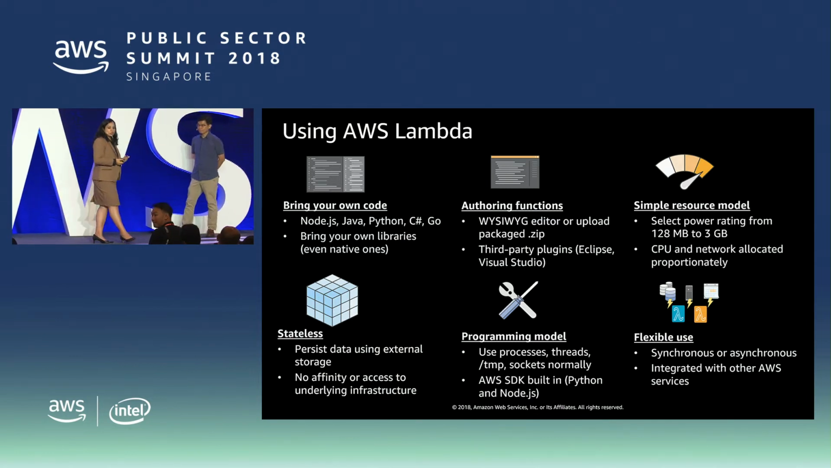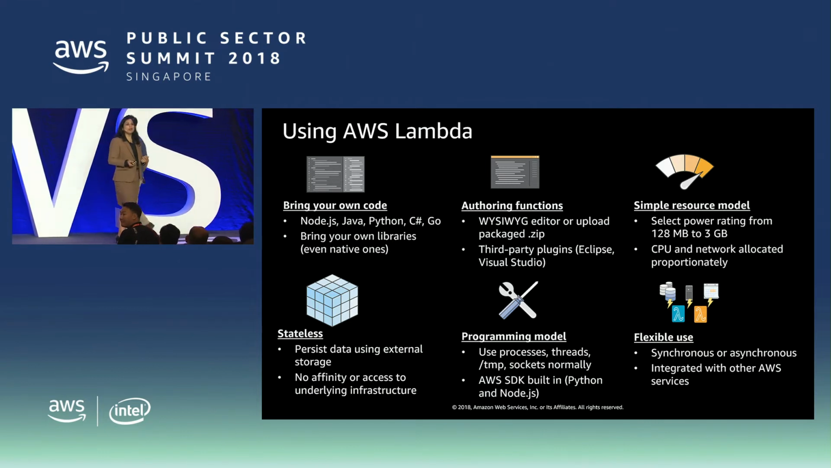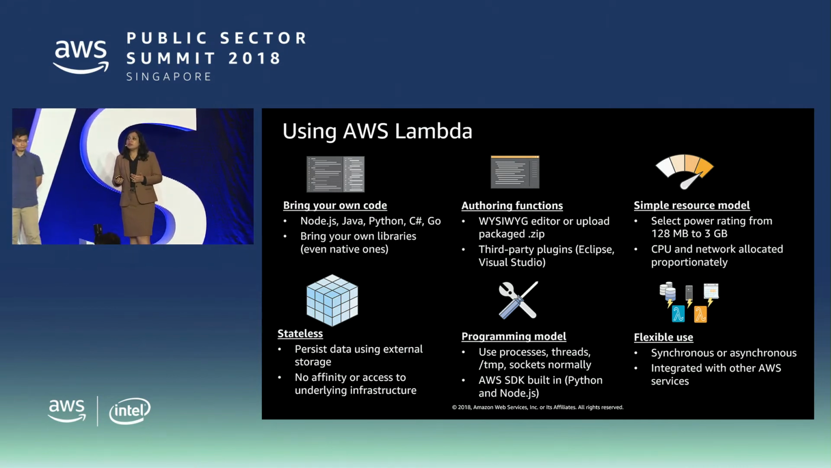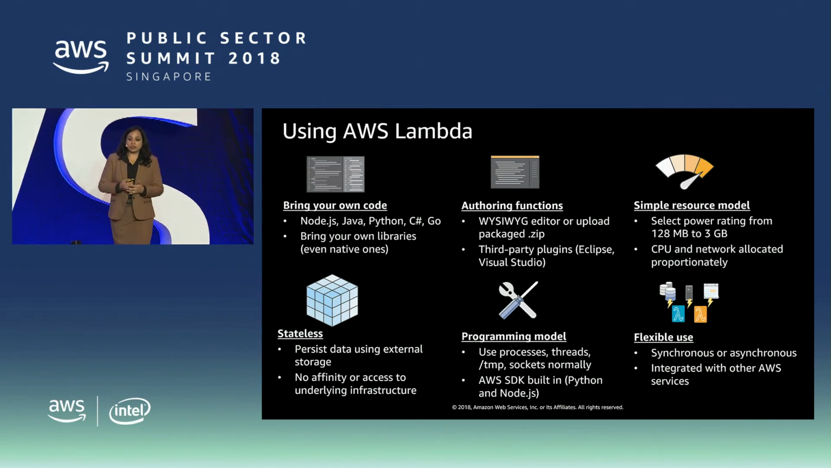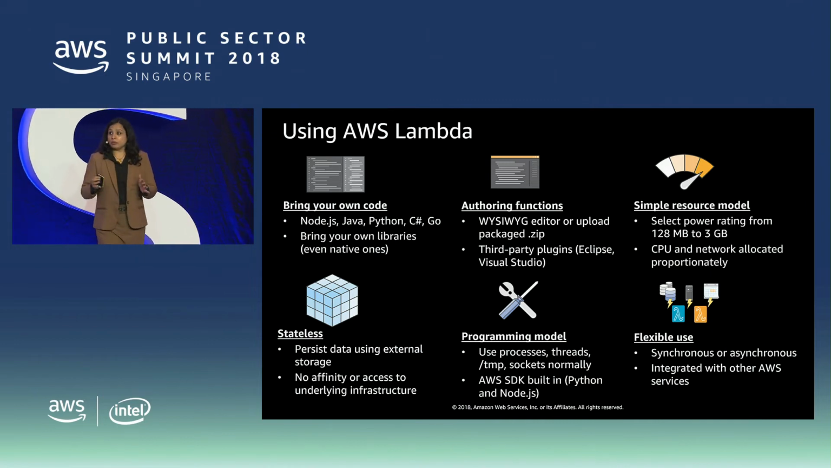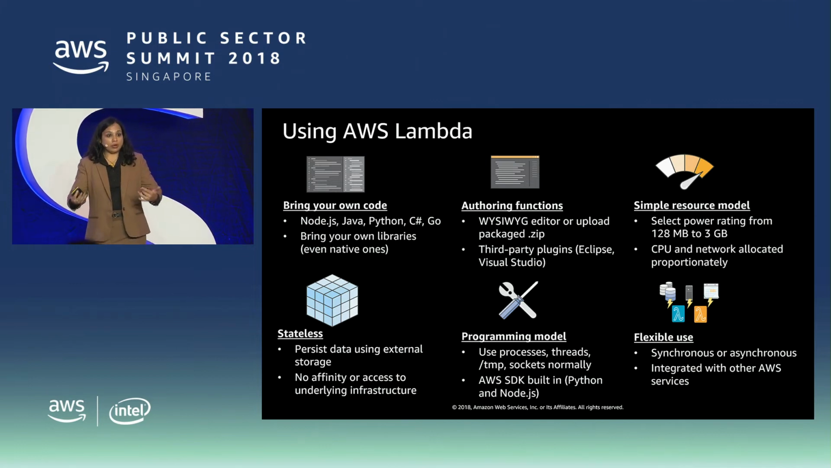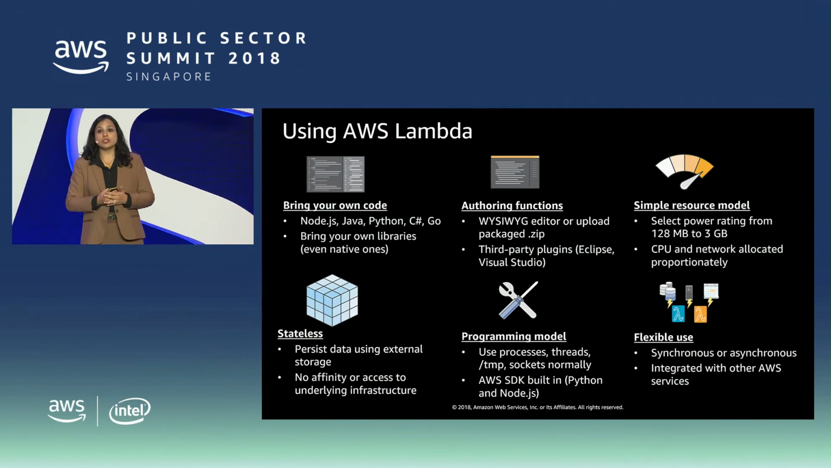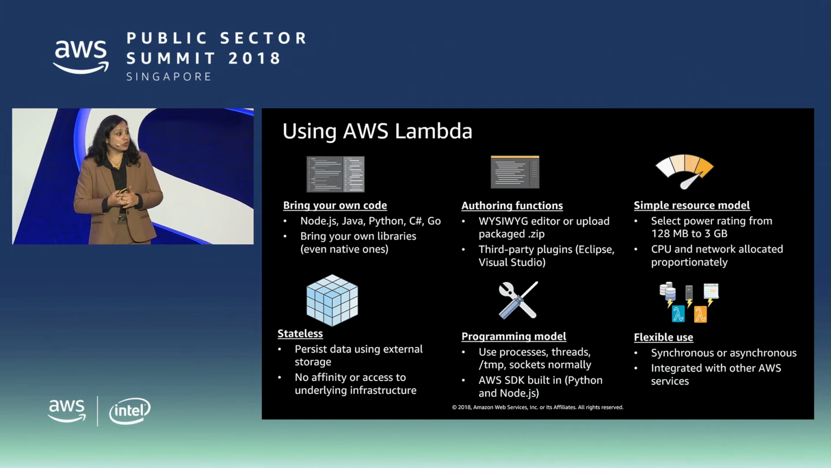It follows a pretty simple resource model because you can choose the power rating from 128 MB up to 3 GB, and the network and CPU are proportionately allocated to you. But do remember that Lambda is stateless. Because it is spun up on demand, if you have to communicate between different Lambda functions, you need some kind of relational database service or something to keep track of the state that you might want to share between different Lambda functions. There is no affinity to the underlying infrastructure after the Lambda shuts down.